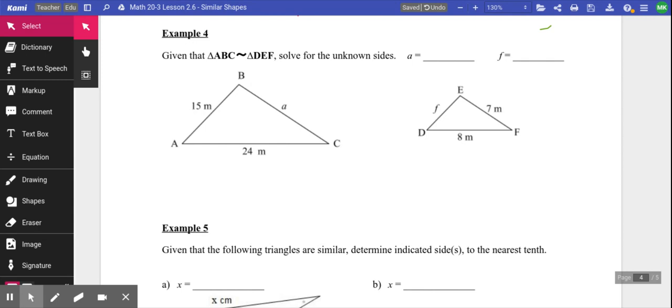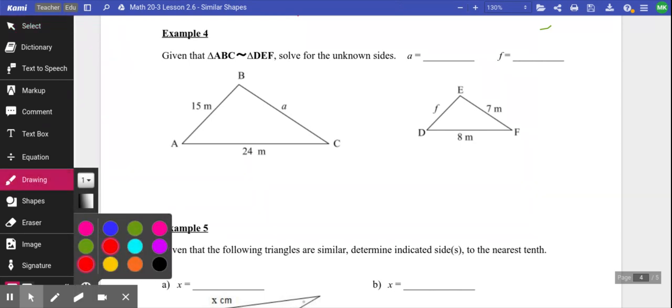I want you to try this one on your own. So see if you can find those missing sides. You need to use your scale factor from the bottom side of the triangle.